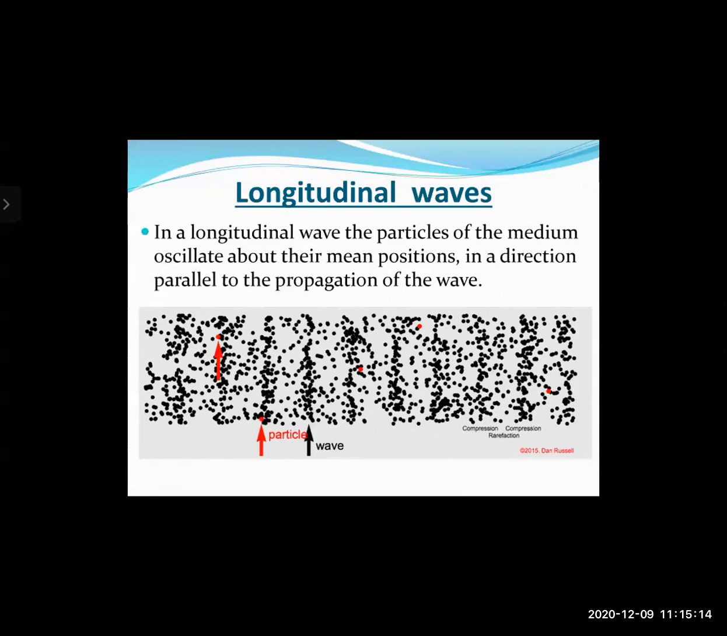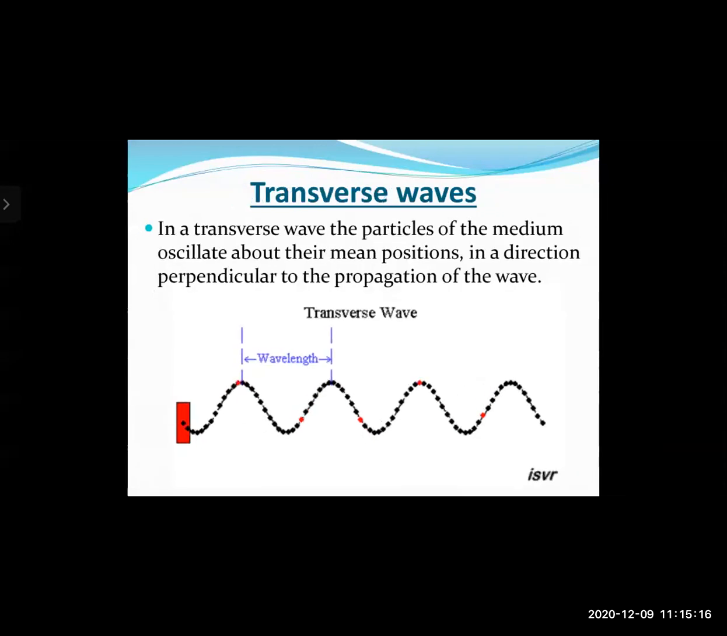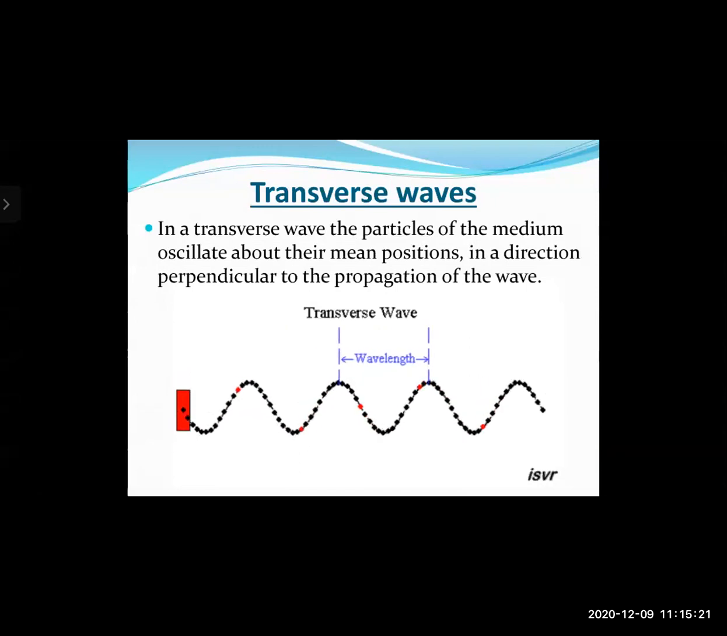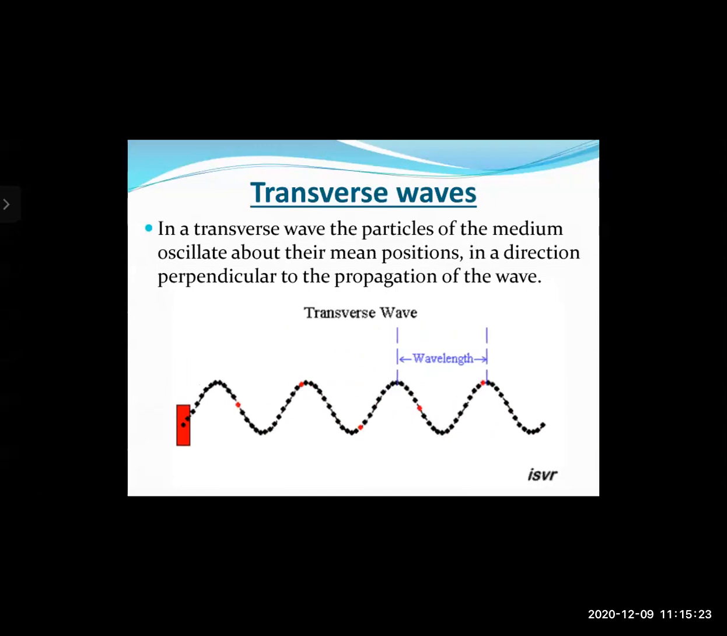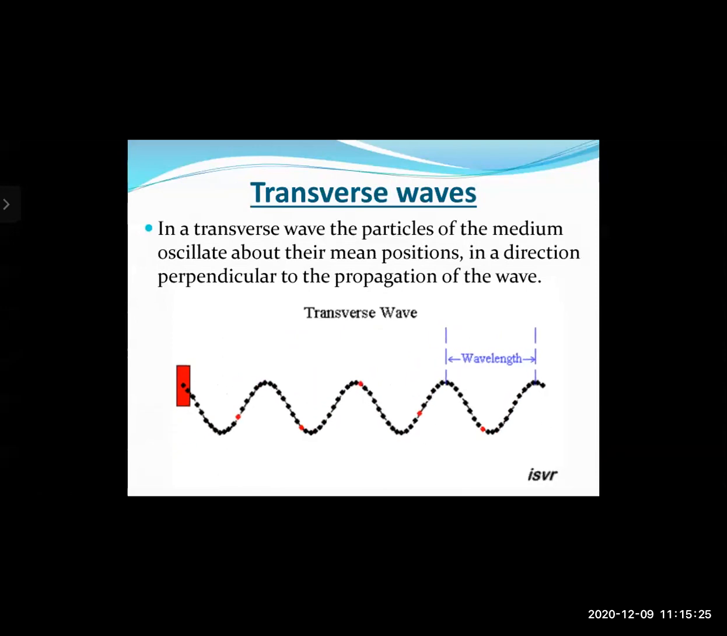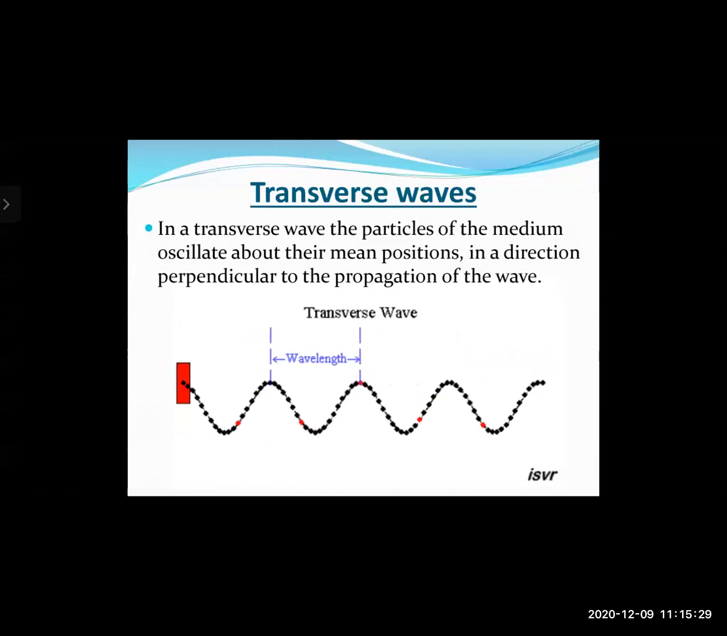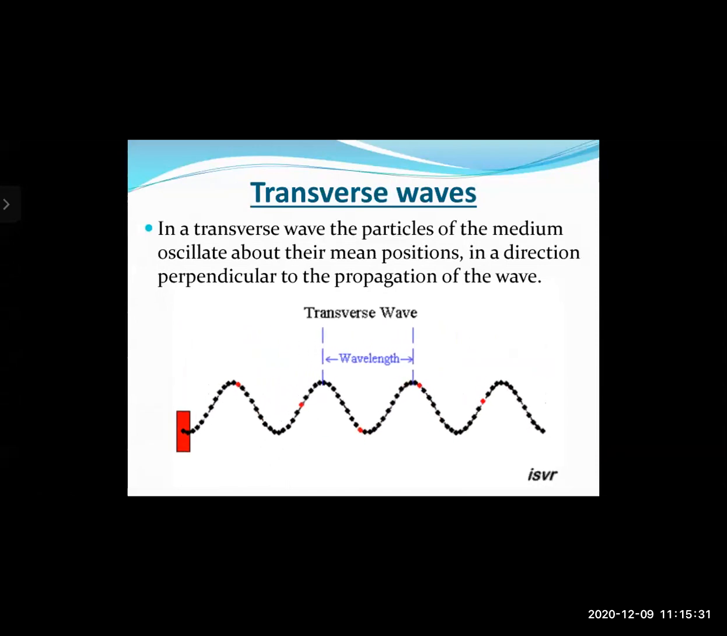Another example is that of a transverse wave. In a transverse wave, the particles are vibrating in a direction which is perpendicular to the direction of the wave motion, right? So you can see the particles are moving up and down, whereas the wave is traveling from left to right. So that direction is perpendicular.